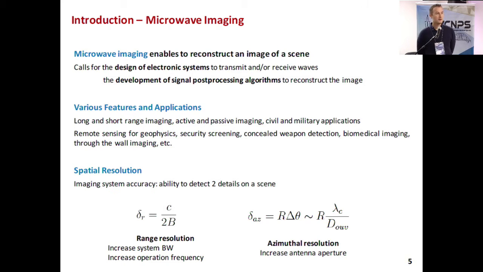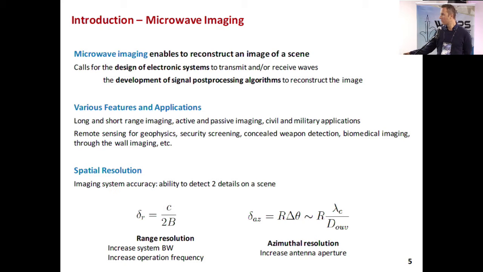One key metric in microwave imaging is spatial resolution. It's quite easy to understand: it's the ability to detect fine detail in the scene. In active imaging, we have the resolution in range, in distance, and it is linked to the bandwidth B of your system. The larger the bandwidth, the better your resolution. So to have a better resolution, you try to increase the bandwidth of your system, and it often implies that you have to go higher in frequency.